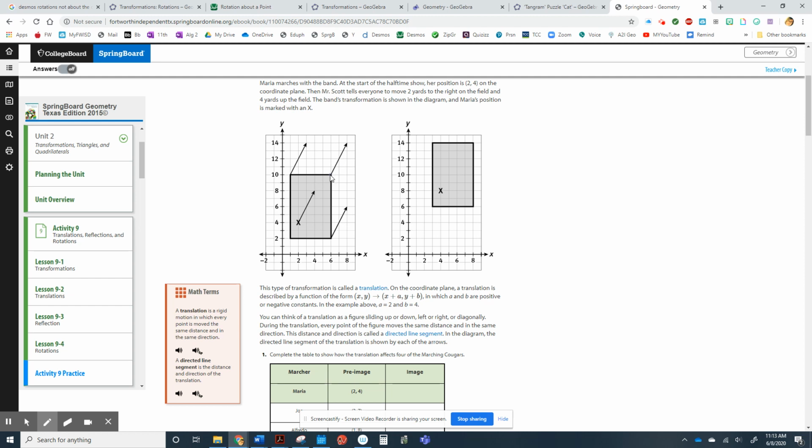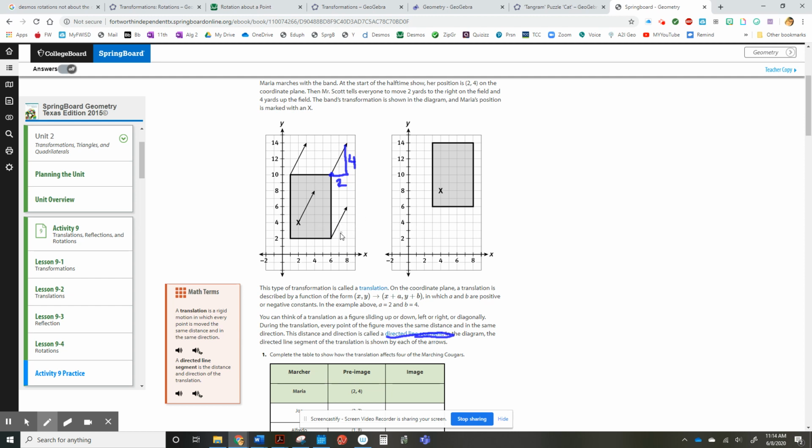So the beginning of this arrow, it's called a directed line segment. That's what it is, a directed line segment right there. The directed line segment starts here and it ends here. So that means they want us to shift this thing to the right 2 and up 4. So they want us to go to the right 2 and then up 4. To the right 2, and then up 4.